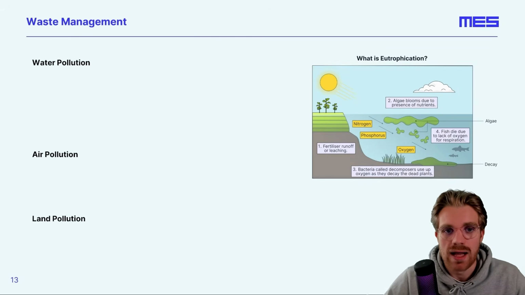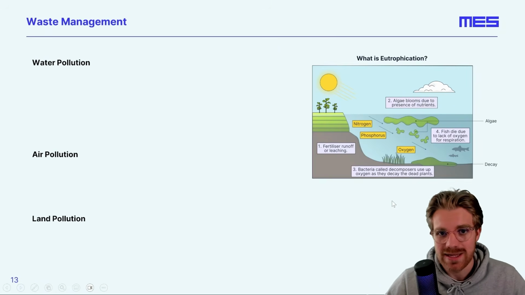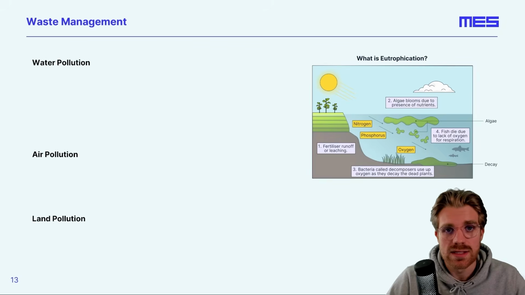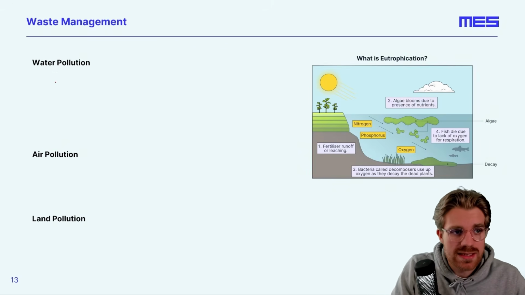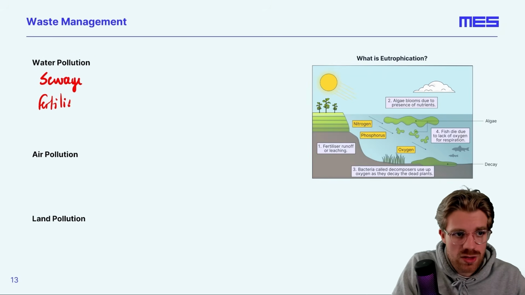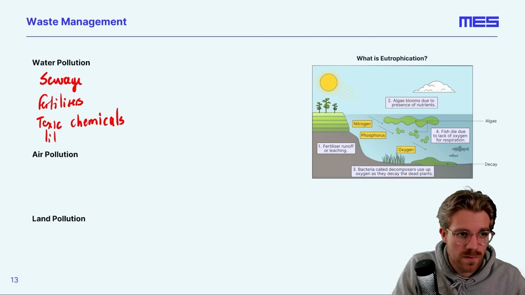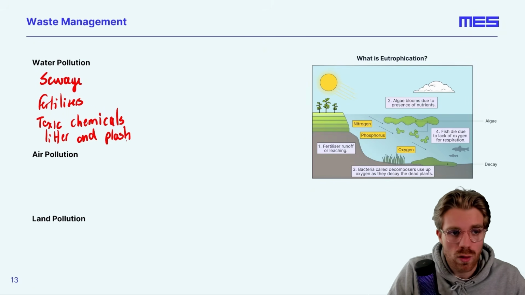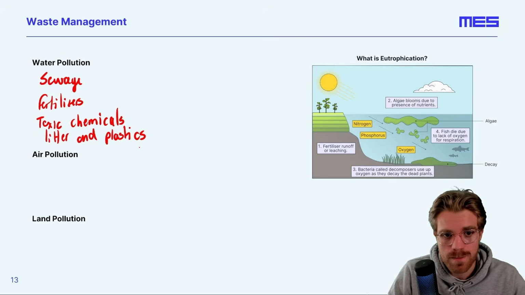Let's take a look in more detail at how human activity can affect and pollute environments. There are three types of pollution. Our first one is water pollution. Water pollution might be things like sewage or perhaps fertilizers that are used to increase the growth of crops, but also toxic chemicals and perhaps plastic pollution or just litter as well. Now, the water pollution damages the aquatic ecosystem and so makes it harder for organisms to survive in that ecosystem.